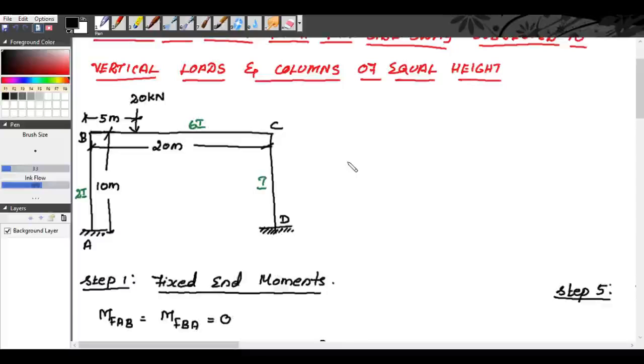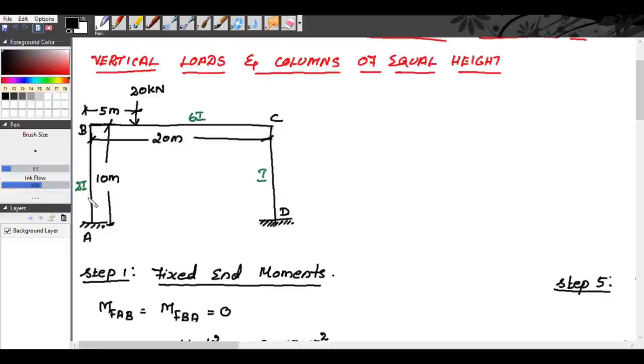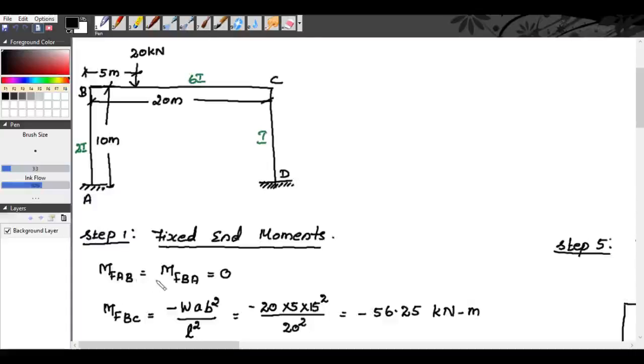So we know fixed end moment depends upon the external loadings. So here for the columns AB and CD, we do not have any external loadings. So the fixed end moment for the span AB will be 0. So MF AB is equal to MF BA is equal to 0 because there is no external loading in the column AB. When you come to the beam or the span BC, you have an external loading of 20 kilonewton.